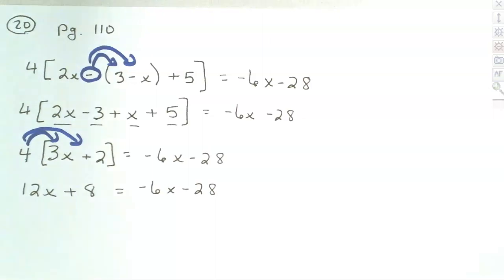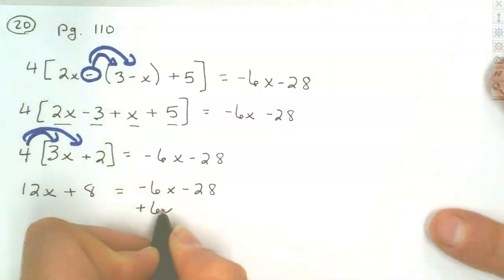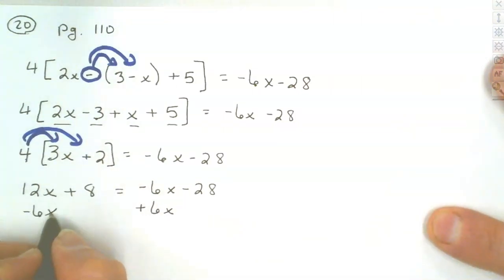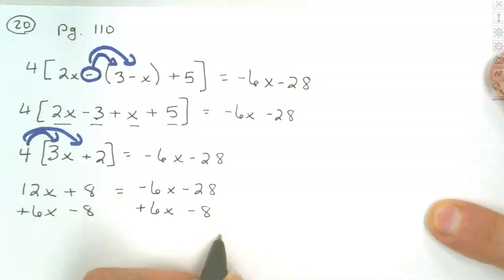We'll go ahead and work with this. So I like to, again, get all the x's on the left, numbers go to the right. So I'm going to move that 6x over with addition and move the 8 over with subtraction.